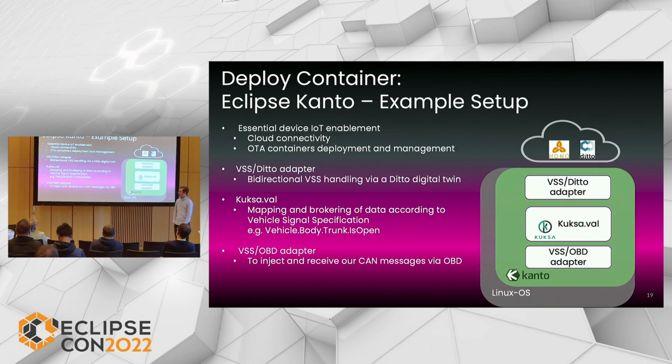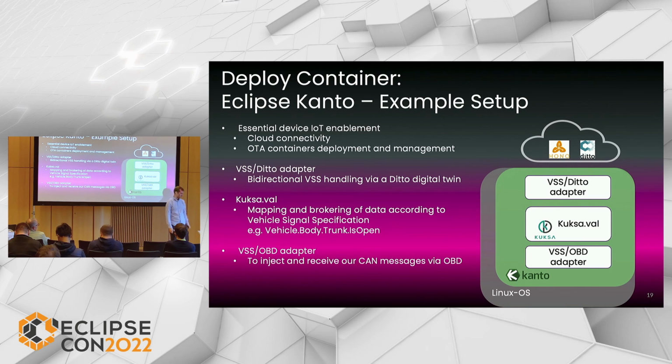More as an example, this is how it could look like in an example which we also have on a booth, which is down the hall. So you have a Linux OS, you have Canto on top of that OS, and you have containers. In this case, one container is adapting between OBD and VSS, then transferring the data to Kuksa.val. And from there, you have the Ditto adapter to actually send the data into the cloud.